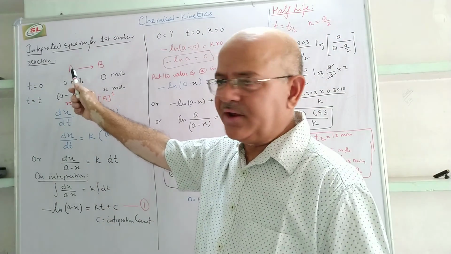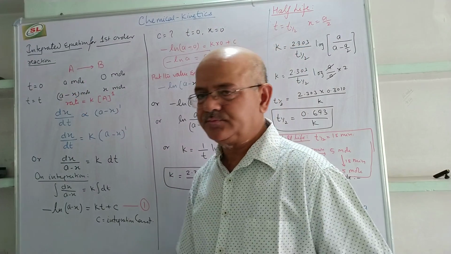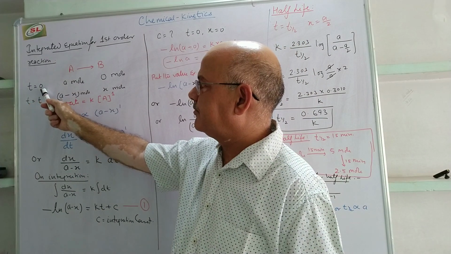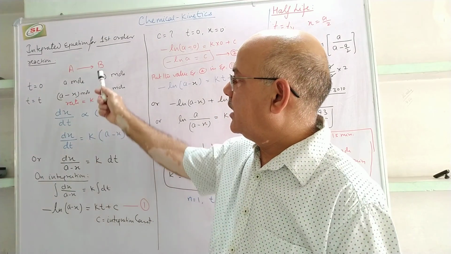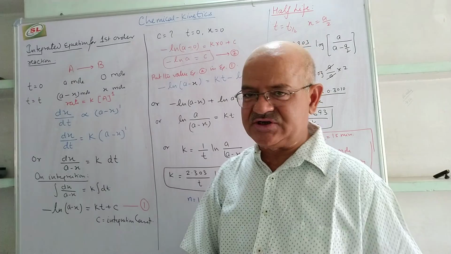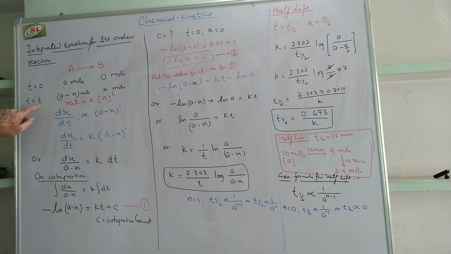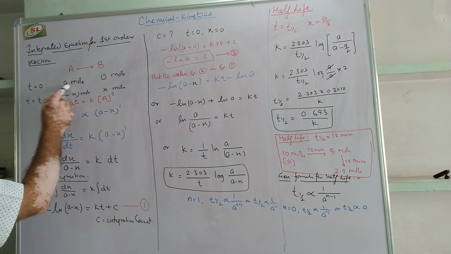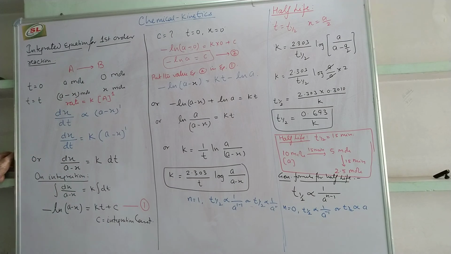Here we will start in the same way as we have done for zero order. A will convert into B. At t equal to 0, the initial concentration of the reactant is a mole. At that time the concentration of product will be 0, because the reaction has not yet started. After time t, x moles of A have dissociated, so x moles of B will form. That means the amount of A left will be a minus x.